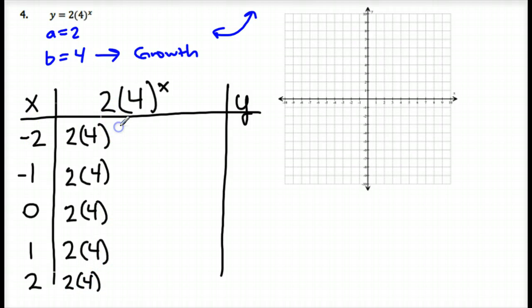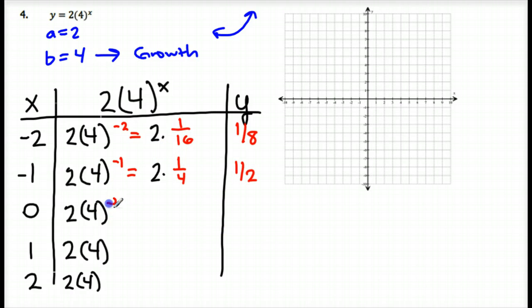When I plug in a -2 here, order of operations says I do exponents before multiplication. So really I need to do 4 to the -2 power first. 4 to the -2 power is 1/16. And then I need to take that number times 2. 2 times 1/16 is going to give me 1/8. So always make sure you do your power first and then multiply at the end. Now we do 4 to the negative first, which is 1/4. When I take that number times 2, I get 1/2.